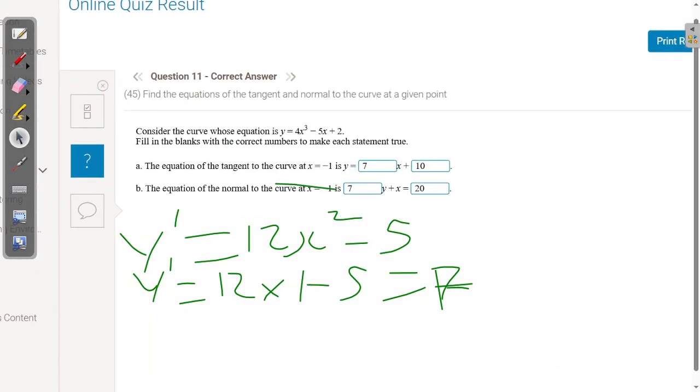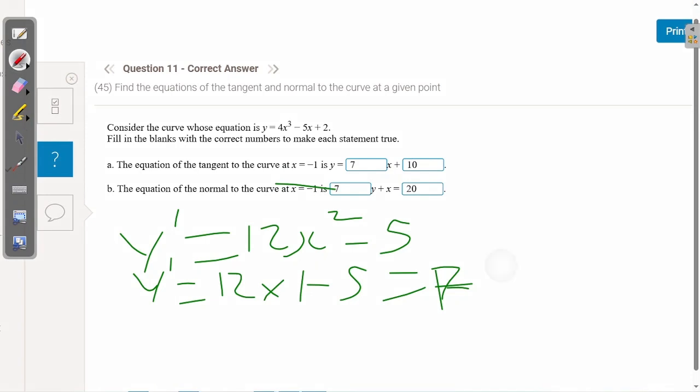Okay, so I had a problem. Okay, now I'm back. So 12 times 1 minus 5 is equal to 7. That's the slope of the tangent.